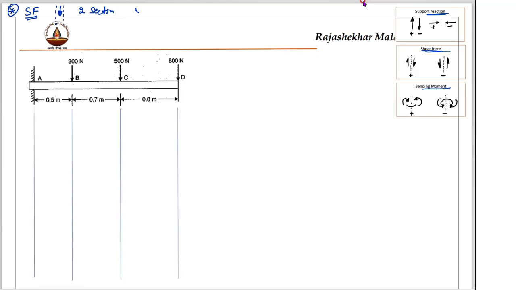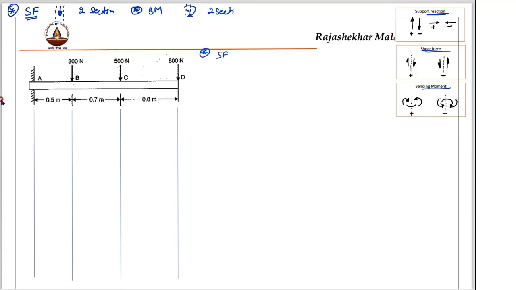The second very important thing is that whenever you are dealing with bending moment and you come across a moment, you have to take two sections, one left of the moment and one right of the moment. Now first, we will consider the shear force diagram.